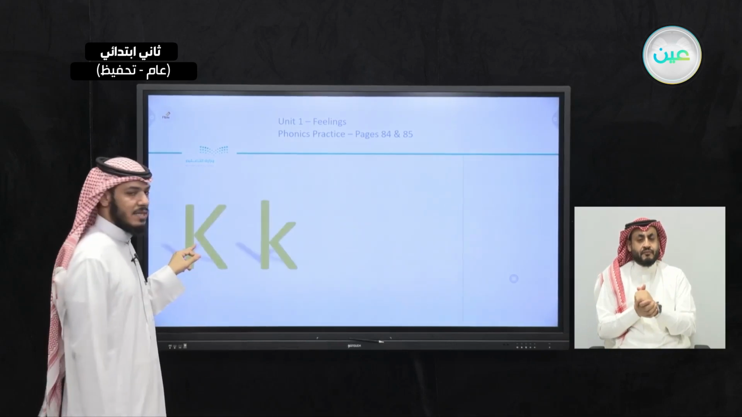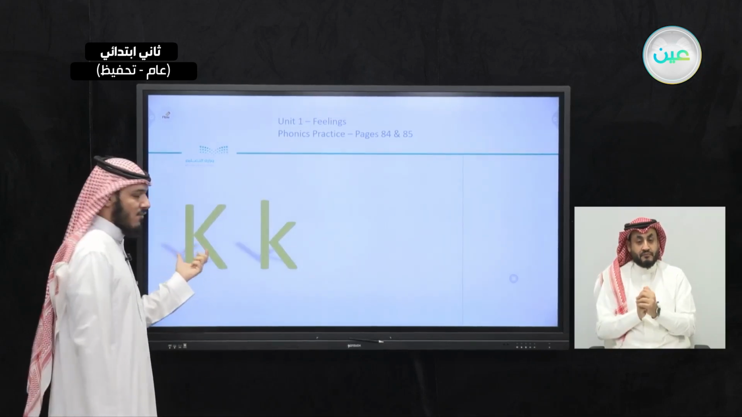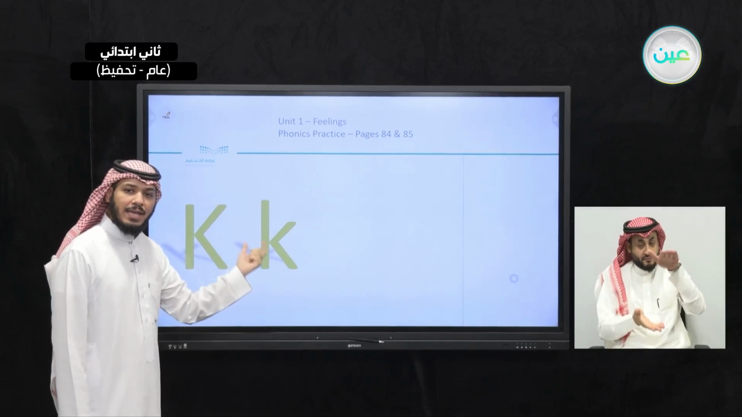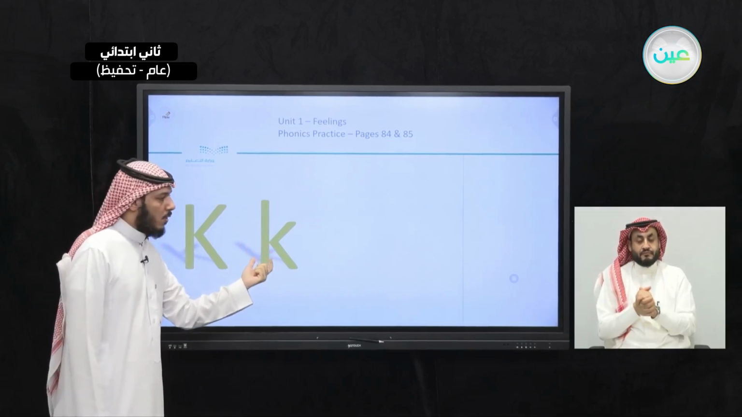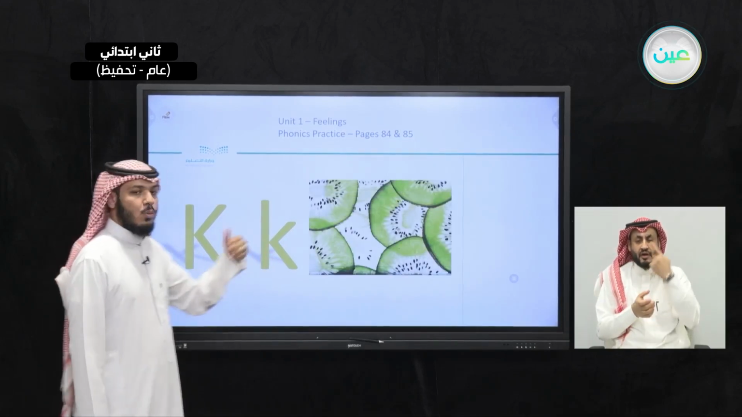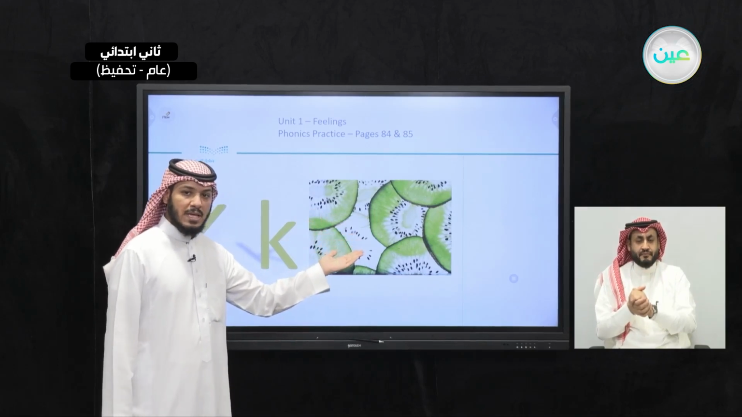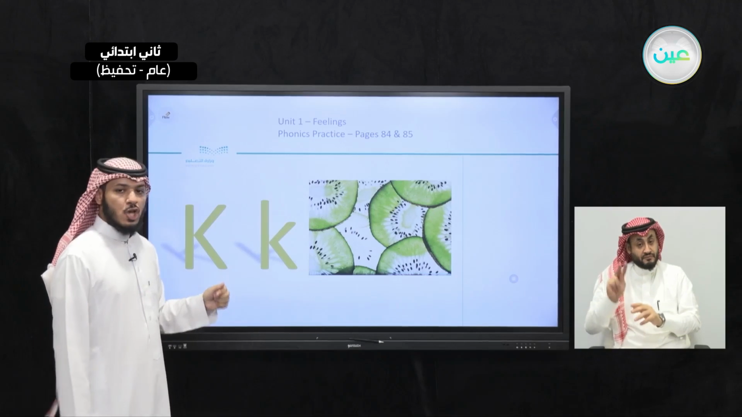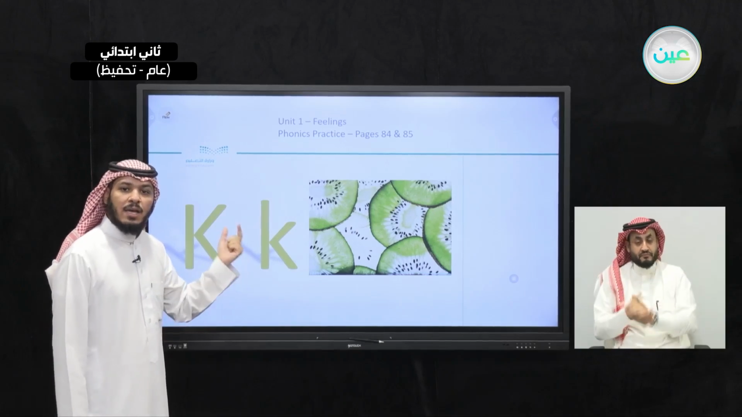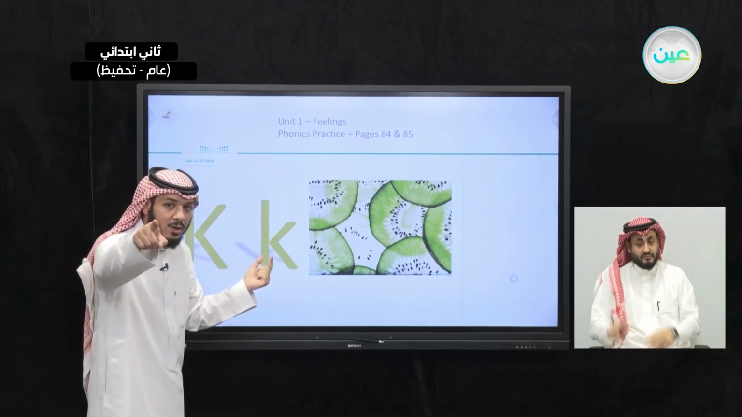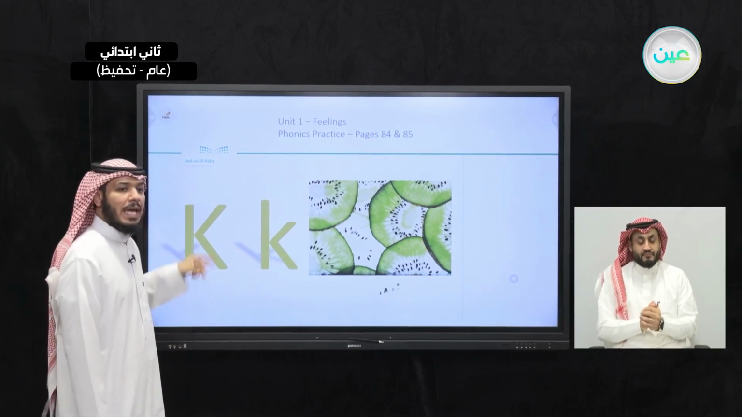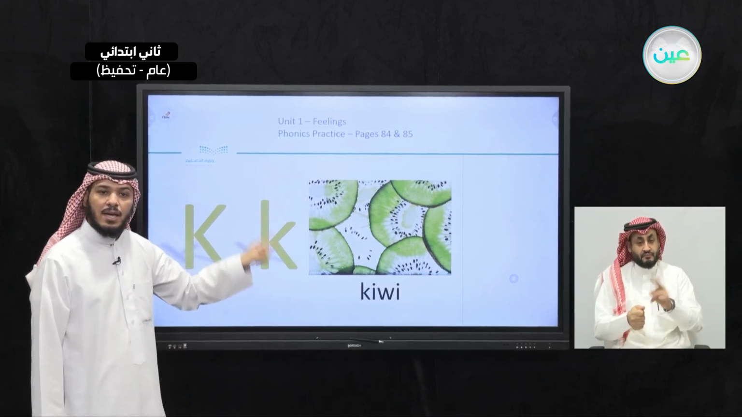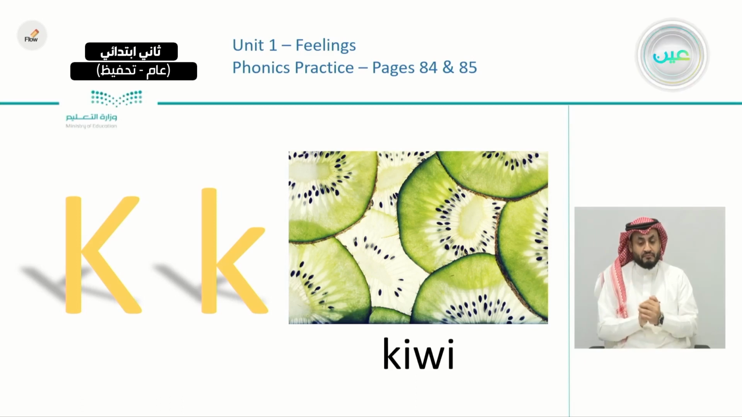Perfect. What after J? Yes, it is K. So we have K in capital and K in small form. Can you tell me what this fruit is? Yes, we have a fruit here. Let's say it together. So K says kiwi. Perfect. Again, K says kiwi. Perfect. Kiwi.